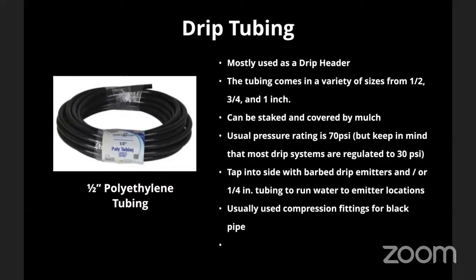The pipe is pressure rated to 70 psi, pounds per square inch, which means it can take that much pressure before you need to worry about bursting or the fittings breaking. But most drip systems for the drippers themselves are going to already be regulated to 30, 40 psi underneath that. And again, if you're tapping directly into it, there'll be little barbs and adapters that then come from there.